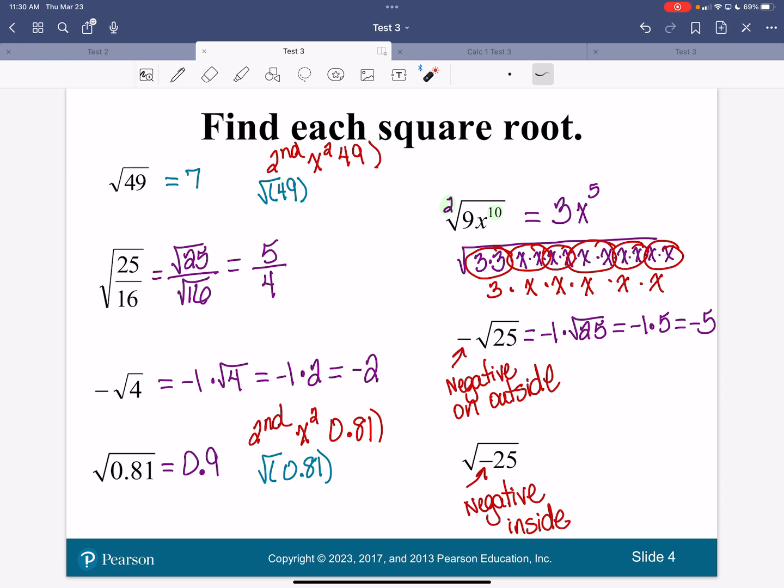Now eventually we're going to talk about i towards the end of the course. One of the things that you need to understand about i is that i is not a real number. It is an imaginary number, and right now we are only talking about real numbers. So the answer to this right here is no solution, or no real number. We will talk about i as an imaginary number later on, but for now, this is no solution.